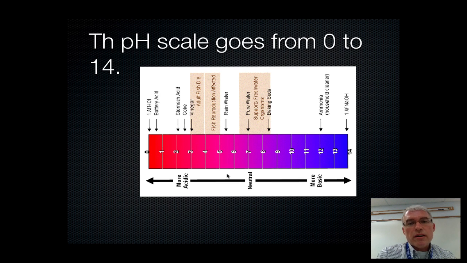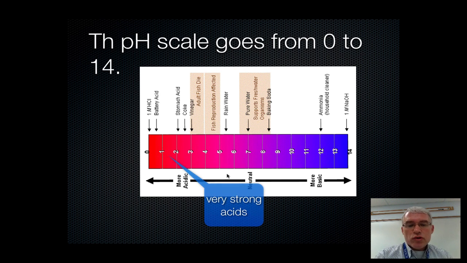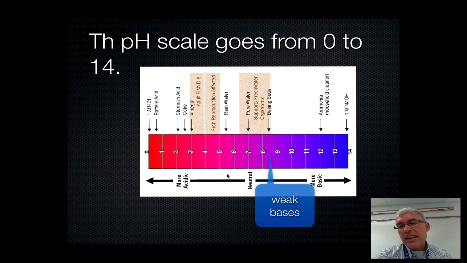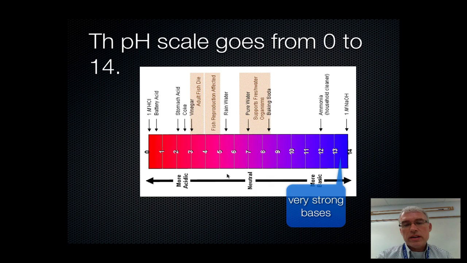Now the pH scale goes from 14 to 0, and very strong acids are down close to 0. Weak acids are between 0 and 7. 7 is exactly neutral. It's neither acid nor base. Weak bases are between 7 and about 10, 11. And really strong bases are down close to 14. The farther you get away from 7, the nastier, more caustic, more dangerous the chemical becomes.